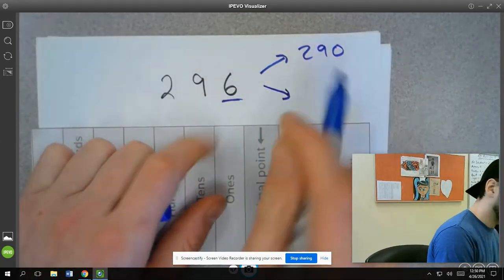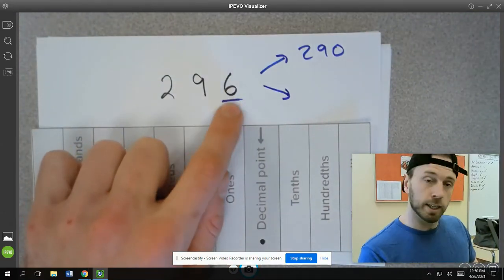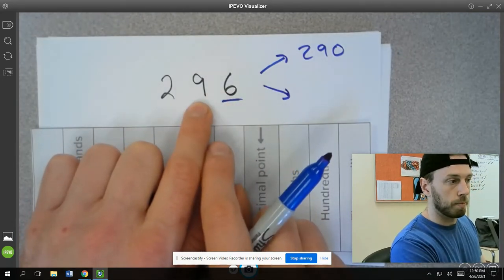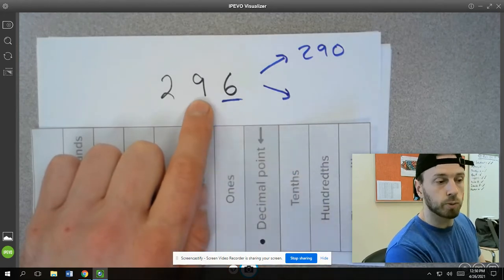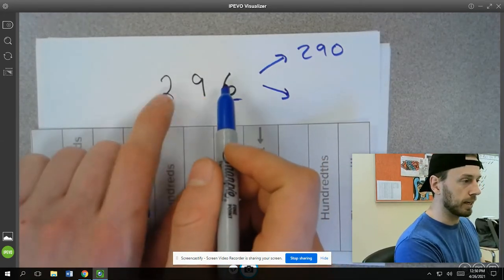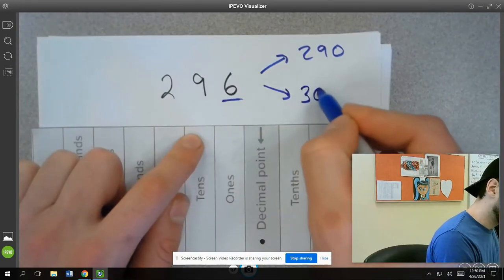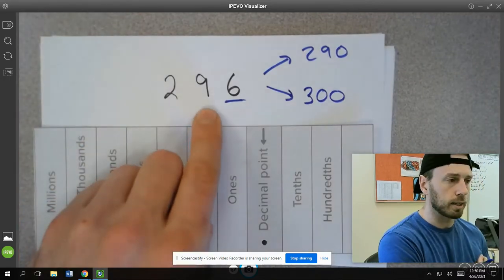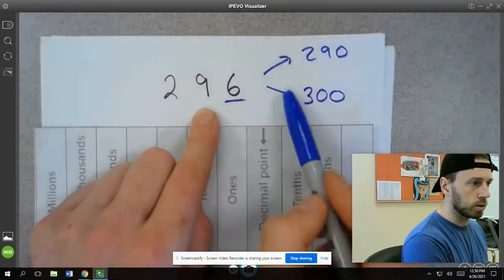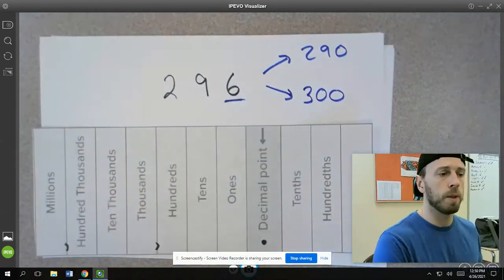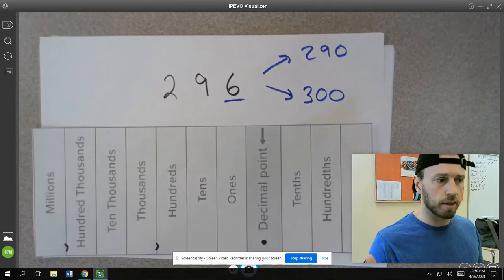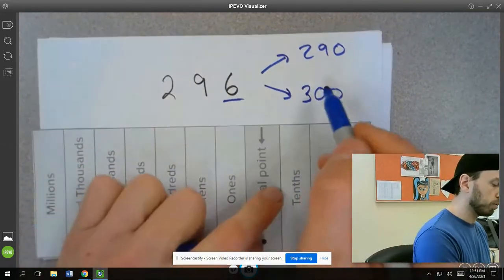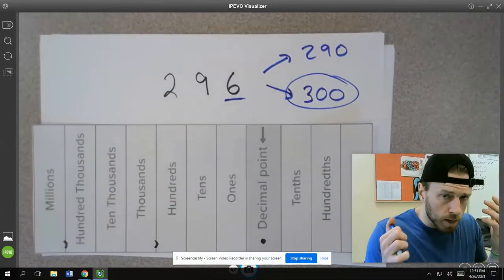If this number is a 5 or above, which it is right here, it's a 6, then we would actually bump this up one. The 9 bumps up to a 10, which would bump the next number up, and we would round this number to 300. What we're really looking for is which makes more sense, which is closer. It's only 4 away from 300, it's 6 away from 290, so 300 would be a better rounding for it.